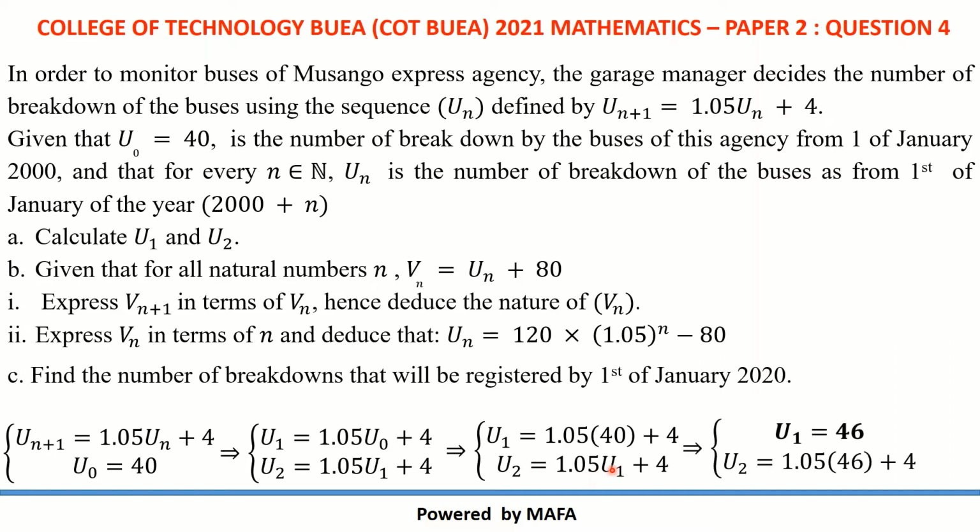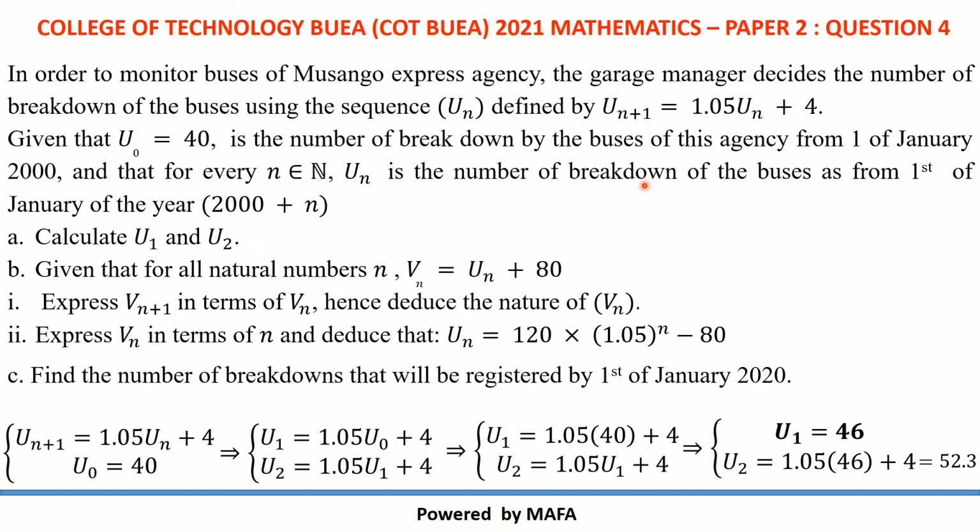Alright, so clearly when you do this, you get 1.05 times 40 is 42, then plus 4 gives us 46. Then our U2, you have 1.05 times U1, which is 46, plus 4. Doing that, you get an approximate value of 52.3. But now you cannot actually have 52.3 breakdowns.